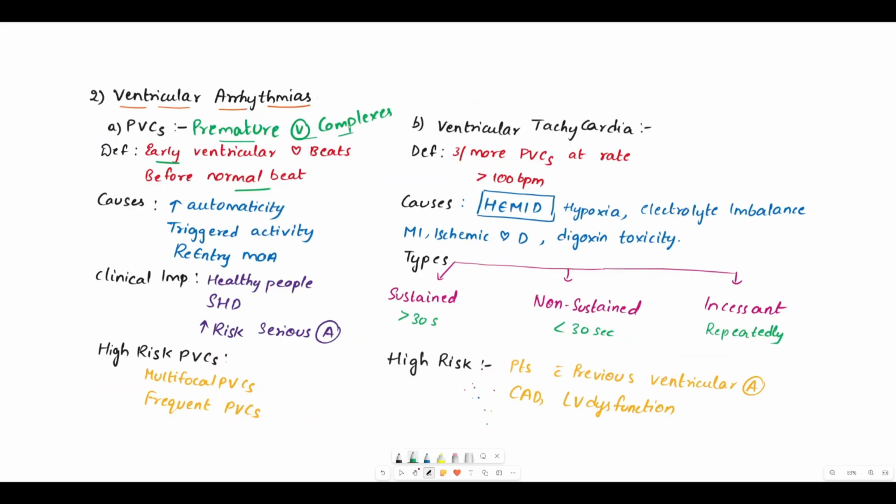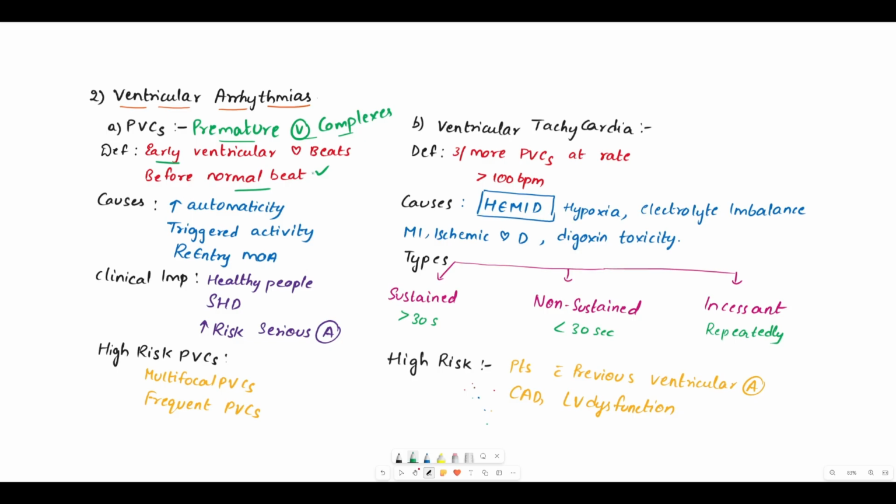The second part is ventricular arrhythmias. In that, the first one is PVCs, which means premature ventricular complexes. Coming back to its definition, what are PVCs? Simply, there will be ventricular beats, but they are early. Early ventricular beats will occur before the next expected normal beat. Before the next normal beat, these ventricular beats will occur earlier. That condition is called PVCs.